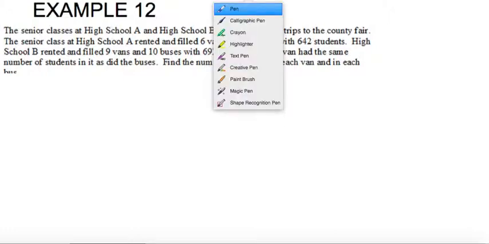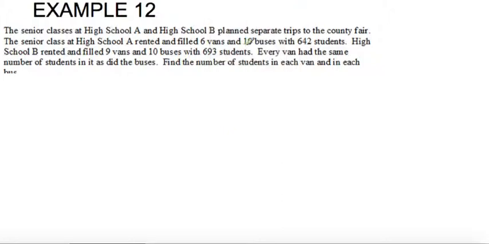Okay, so to highlight some of the key information, we know that high school A rented and filled 6 vans, 10 buses with 642 students. We know that high school B rented and filled 9 vans and 10 buses with 693 students. And what they're asking us for is to find the number of students in each van and in each bus.